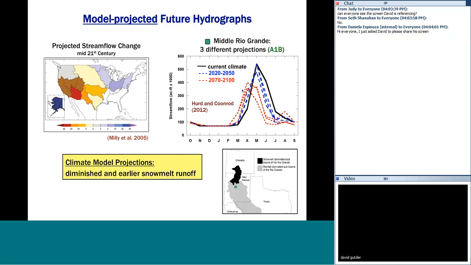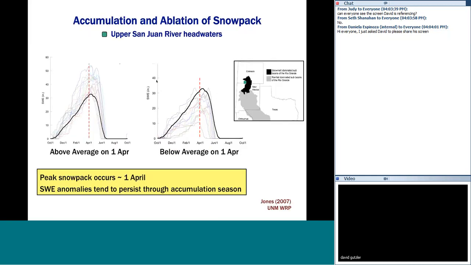So it's not shown explicitly on this figure, but the big changes we see across the Southwest and the major river basins such as the Colorado and the Rio Grande, and in this hydrograph on the right, are due to diminished and earlier snowmelt runoff. Those are based on models. So what I will talk about here are observations.